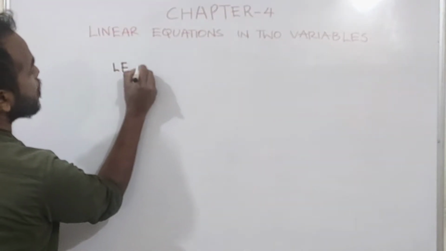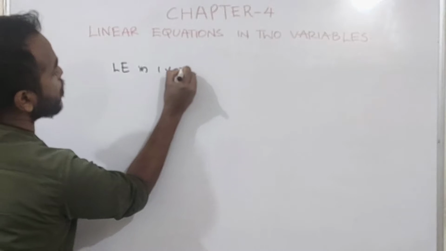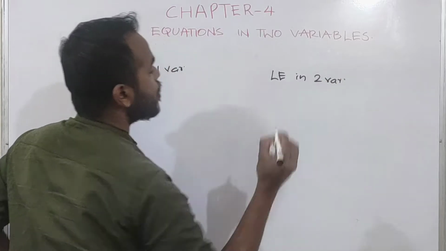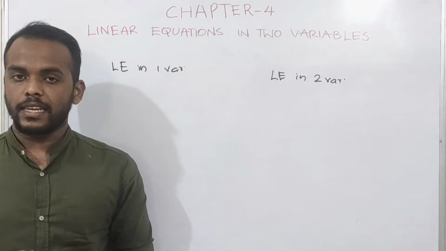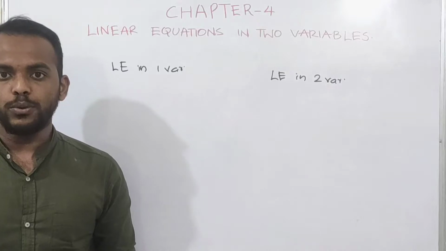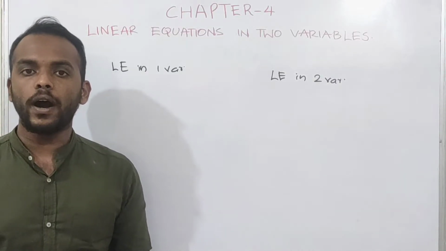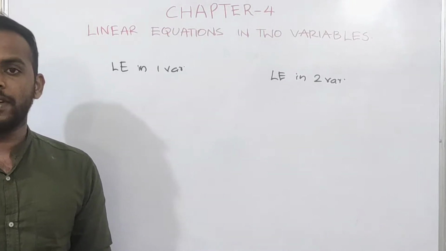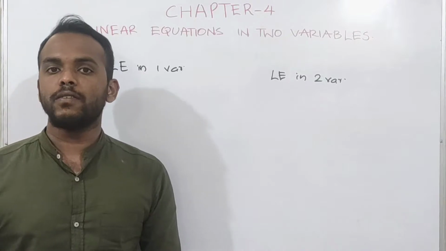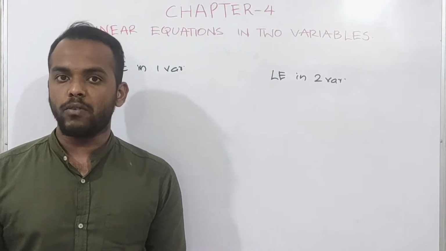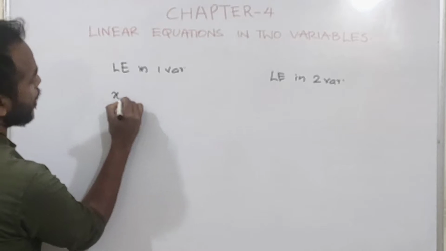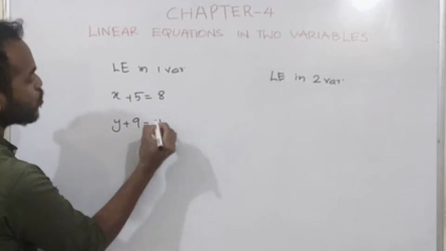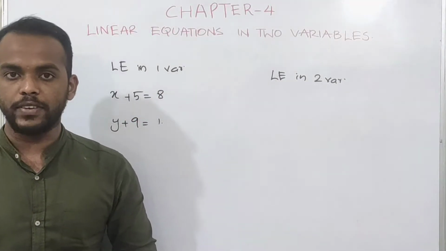Before that, let's see linear equation in one variable. And we will learn linear equation in two variables later. This was already learned by us in our class 8 chapter number 2. Also in polynomials we saw what is meant by linear equation. Linear equations are the algebraic equations in which the degree is 1, or they will have only power 1. Examples for them are x plus 5 is equal to 8, y plus 9 is equal to 1. All these are linear equations in one variable.